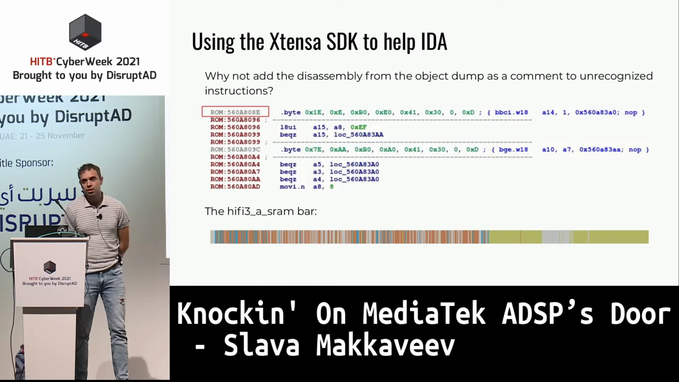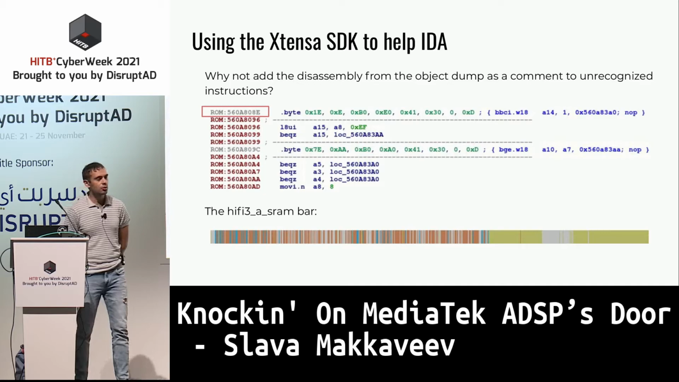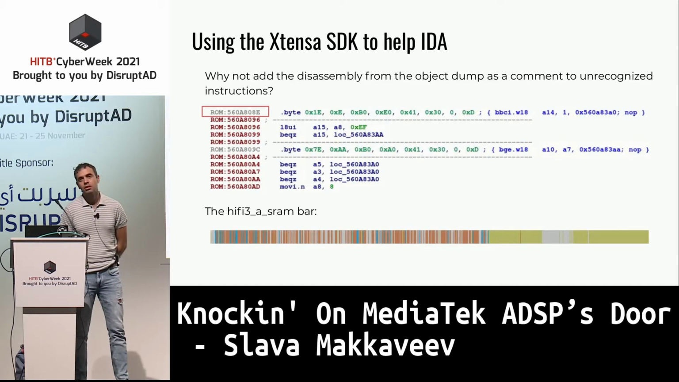The object dump actually contains many errors, and cannot be used as a main resource for the research. But again, it can help IDA to parse and disassemble the HiFi 5 partitions much better. And the simplest solution is to use the object dump to add the disassembled code as a comment for all unrecognized instructions. So on this slide you can see what the disassembled code and the IDA navigation bar look like after applying the dump. And almost all code chunks were recognized.